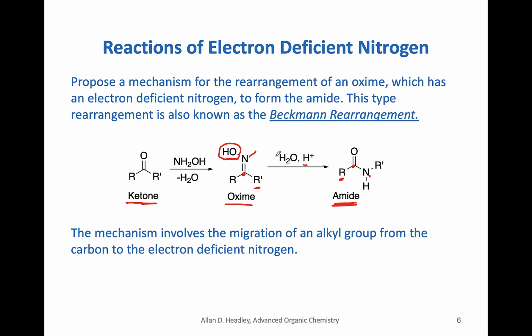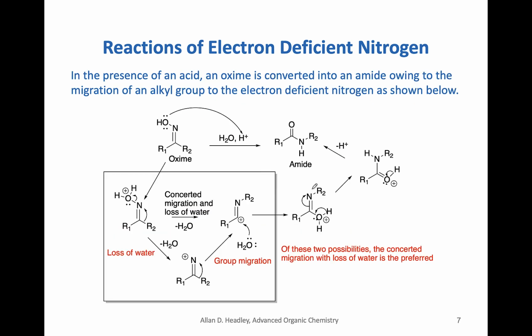And so let's see what happens, or what should be involved to go from the oxime to the amide to get the rearranged product. So let's look at the mechanism. Here we have the oxime in the presence of an acid. We're going to protonate this to get a good leaving group. So let's go in this direction here. We get this as a good leaving group.